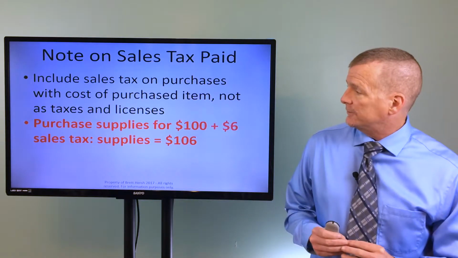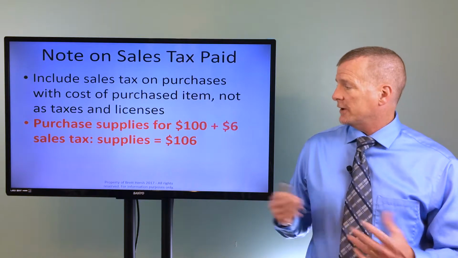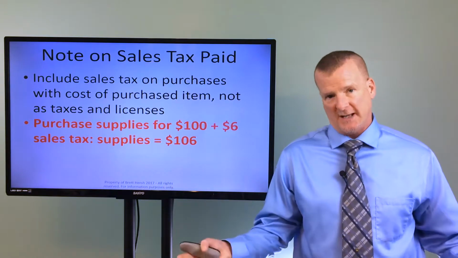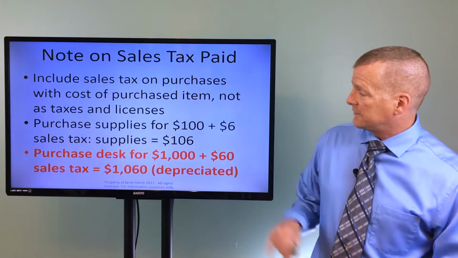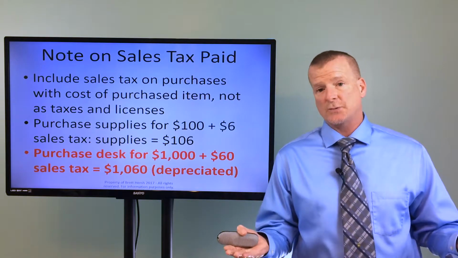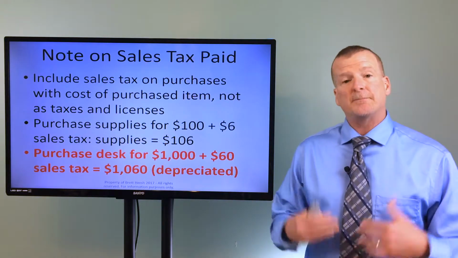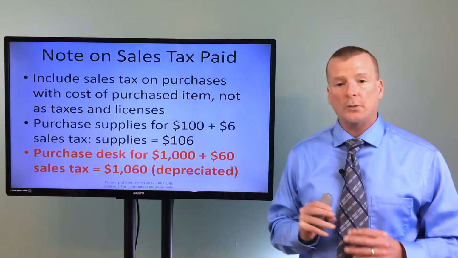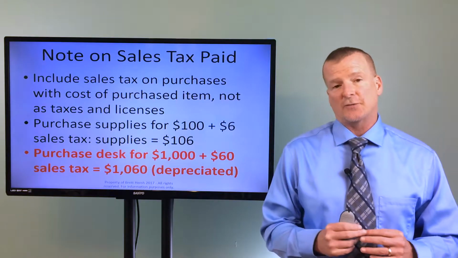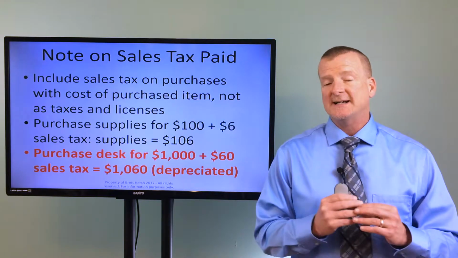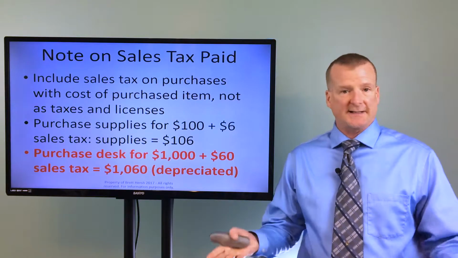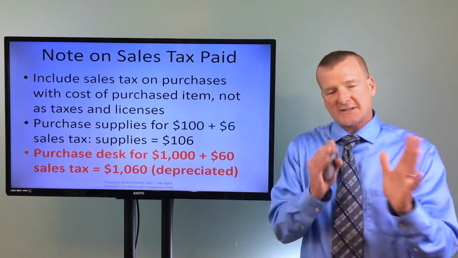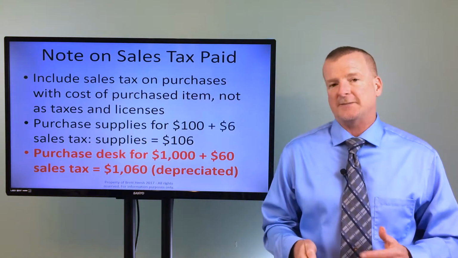So let's say, for example, you purchase supplies for $100 and there's 6% tax on it. Your supplies expense is going to be the total there, $106. Let's keep it simple. You purchase a desk for $1,000 and you have to pay $60 tax on it. That means you purchased that desk for $1,060, and you would now have to depreciate the total amount. Generally, just to throw it in there, if you purchase a desk, you have to depreciate it. That would also include freight and shipping you had to pay to put that desk in service. So don't separate out sales tax. Include it with the item that you purchased.